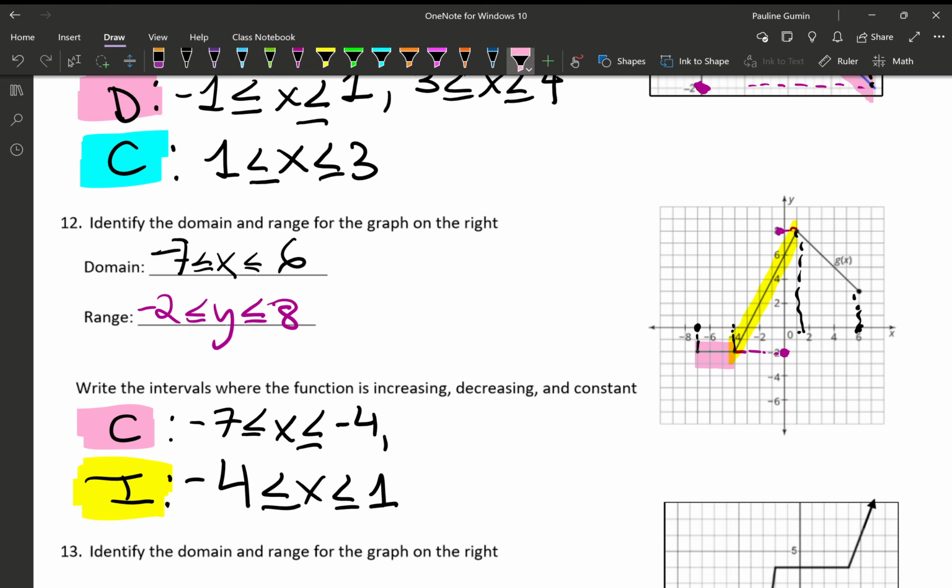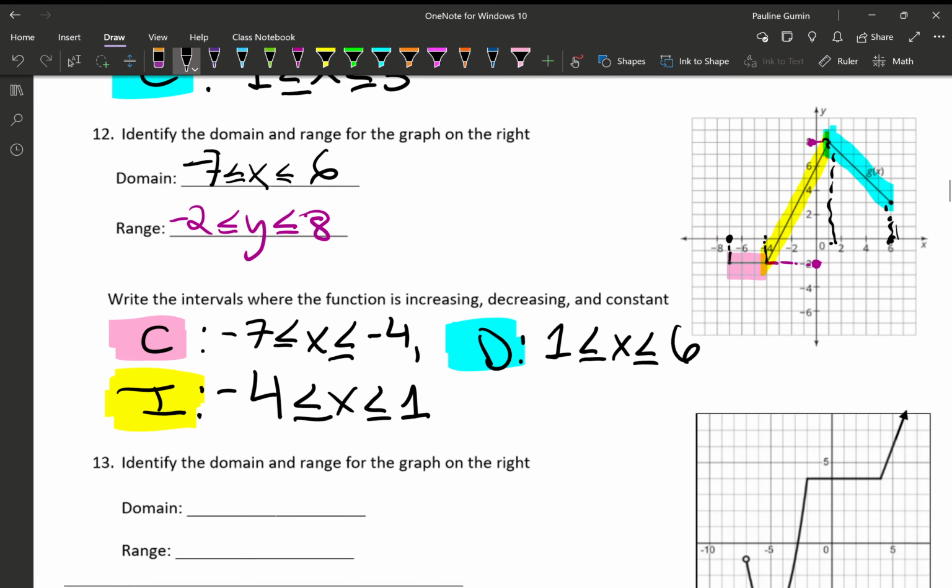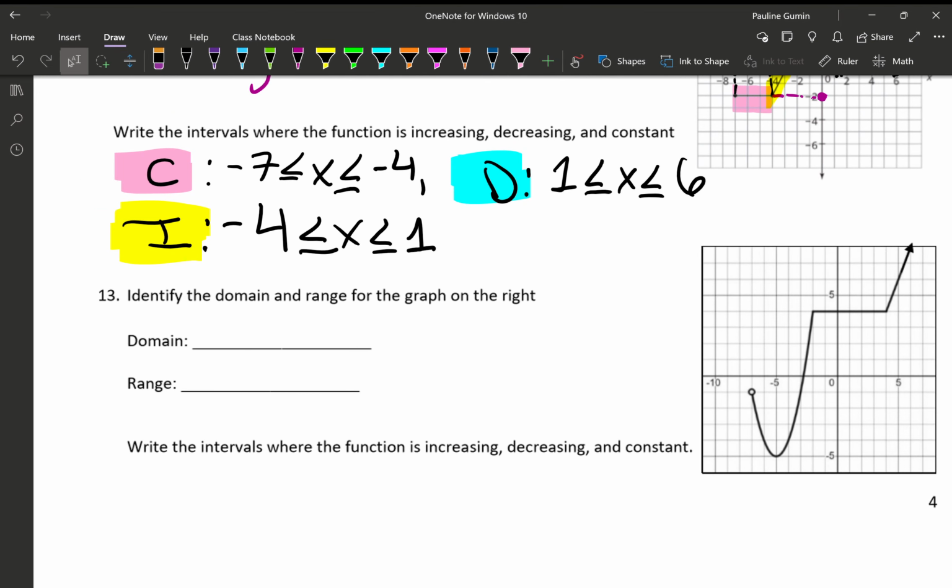Okay. And then I'm going to continue, and it looks like I'm going downhill. So I'm going to use a different color. Downhill. That's decreasing. And it looks like we're decreasing from that x equals 1 all the way to the end where x is 6. Fantastic.